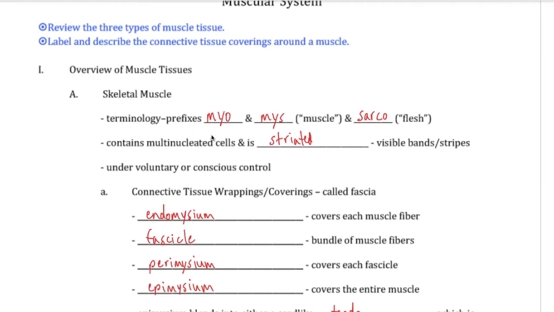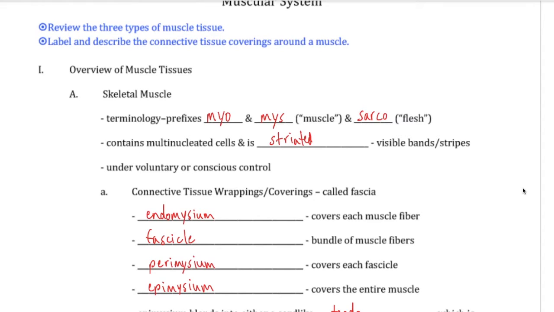So in the skeletal muscle, we have some terminology, some prefixes. We have myo and mys, which mean muscle, and sarco means flesh. It contains multinucleated cells, which means it has multiple nuclei within each cell, and is striated, with visible bands or stripes. And it's under voluntary or conscious control, which means if something's coming at you, you're going to react in some form or fashion to contract those muscles to move out of the way or to catch it.